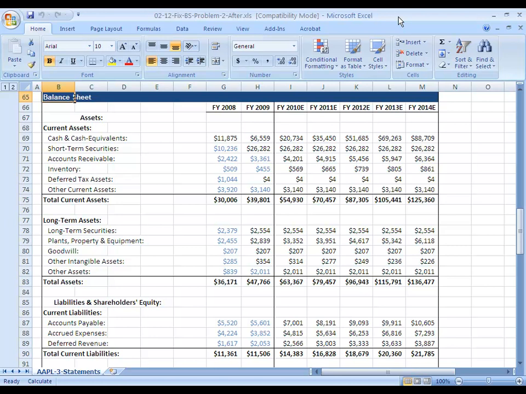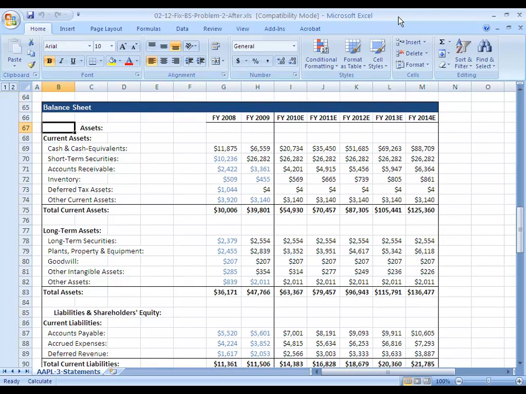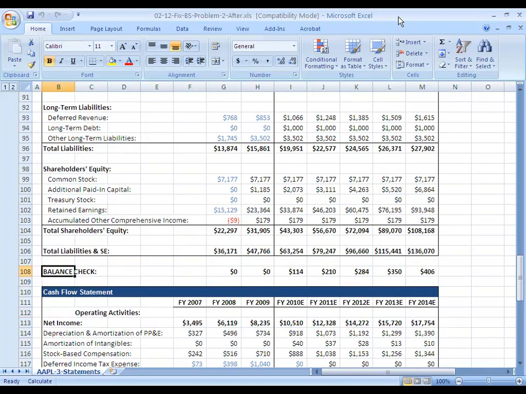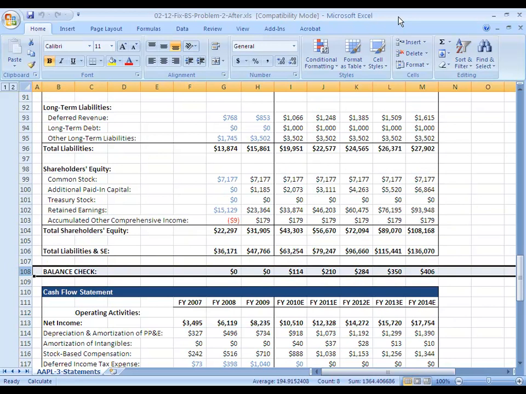Now, in the previous video, we looked at a scenario where our balance sheet was off by a constant difference each year. So you see already that just looking at the balance check at the bottom of this model, our balance sheet is off by a varying amount each year. Now, when it's off by a variable amount like that, you have a more complex problem going on.